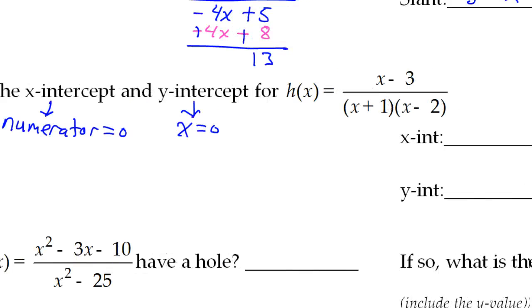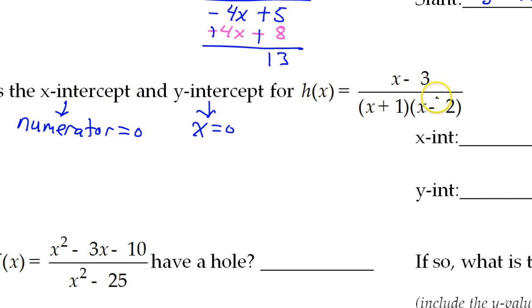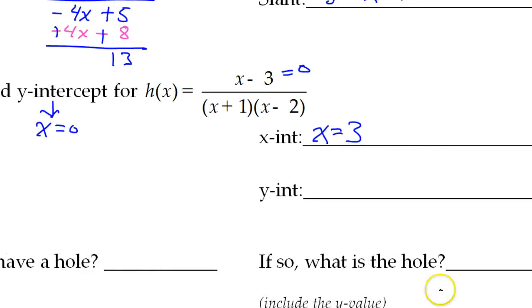Okay, so setting the numerator equal to 0 for the x-intercept. Alright, so x minus 3 equals 0. Adding 3 to both sides, that gives us x equals 3. Well, it's the x-intercept, so we really should say 3 comma 0. Alright, the x-intercept is an ordered pair.